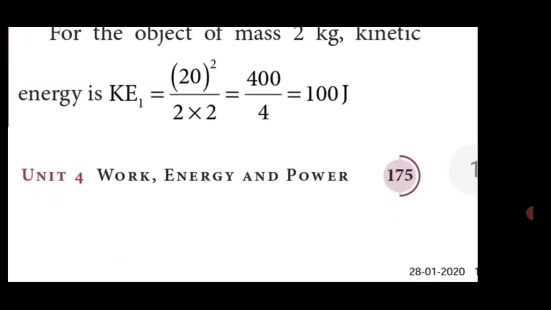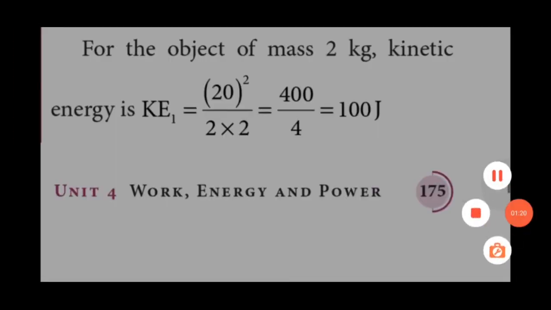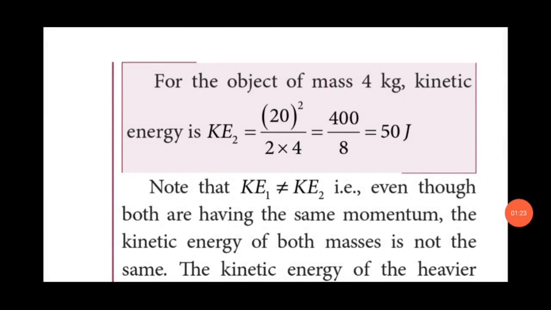And then we are going to calculate the second mass. For the object of mass 4 kg, the kinetic energy we are taking as KE2. For the second mass, 20 square is the same p value, and 2 into m value is 4, and we are getting 400 by 8, that is 50 joule.